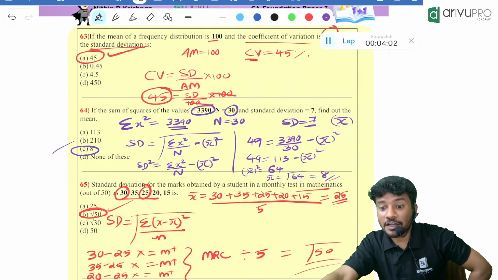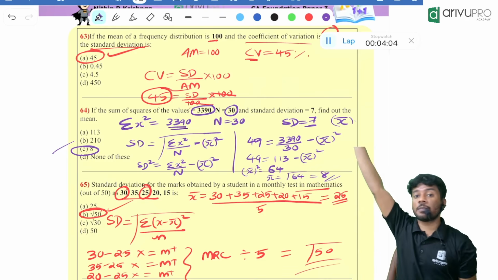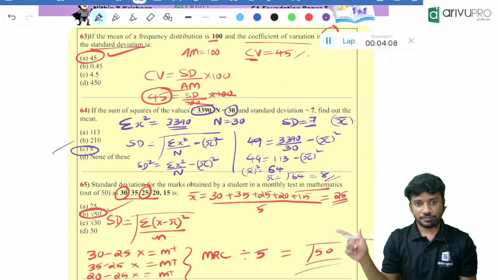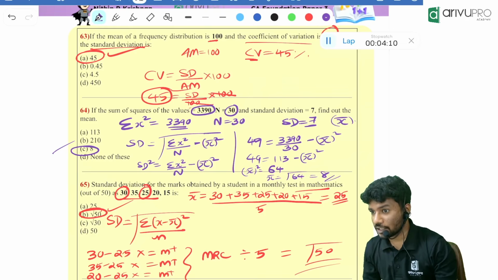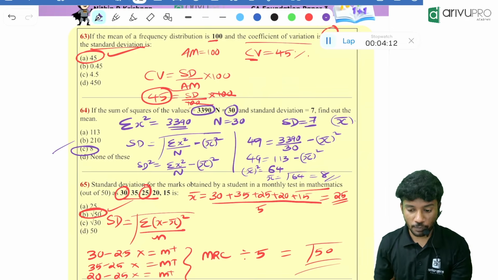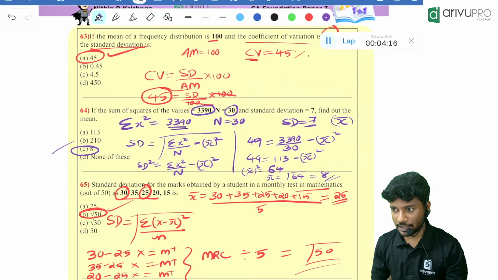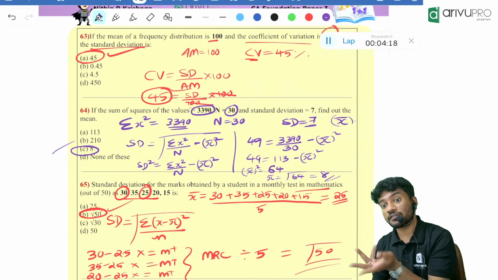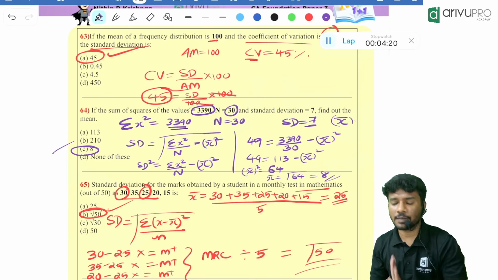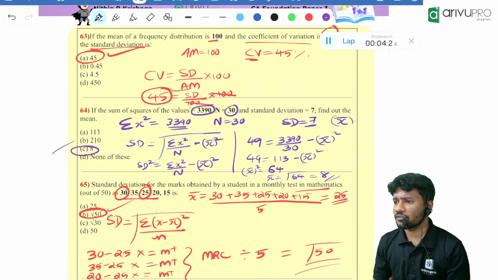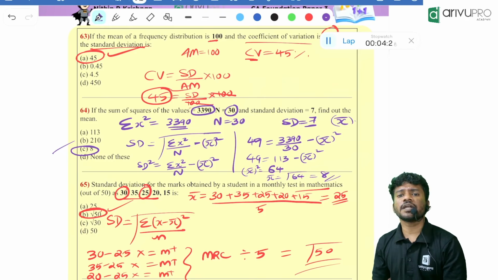Understood the method? Whenever they ask for x bar, you can use this formula. In the future, in chapter number 17, when we have a discussion tomorrow, I will actually use this second formula again. We will use that for deriving something else. Okay? Keep it in your mind. I hope everyone understood standard deviation for ungrouped data.